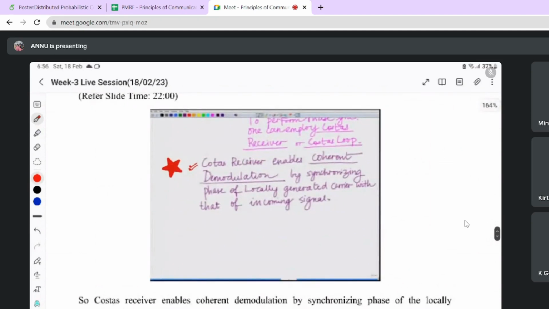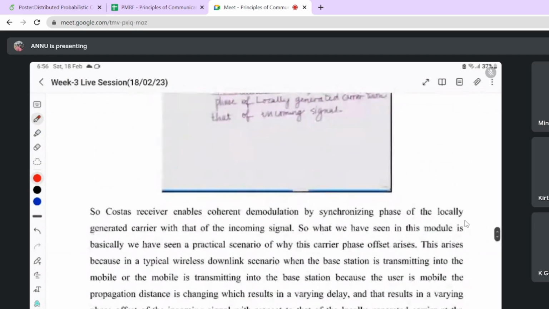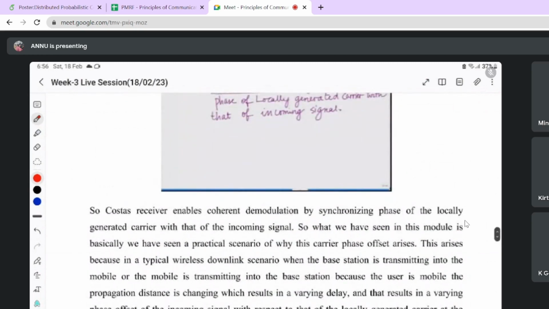Here the Costas receiver enables coherent demodulation by synchronizing the phase of the locally generated carrier with that of the incoming signal. Somebody proposed this Costas receiver, which synchronizes with the modulated signal, which was the incoming signal. The Costas receiver enables coherent demodulation just by the synchronization. How the synchronization happens, we will see here.